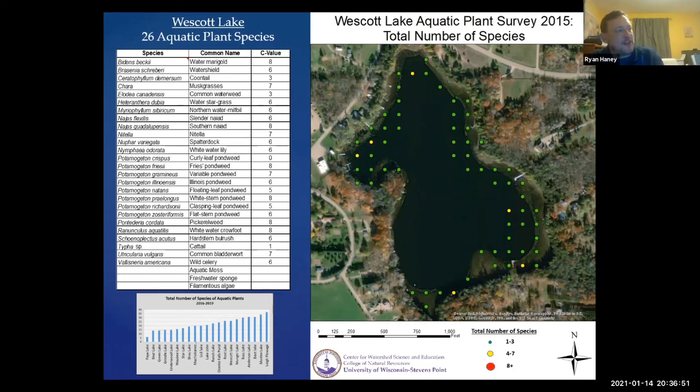Lower C-value plants, like we've got curly leaf pondweed in the middle there, is an invasive species. It gets the C-value of 0. It's not a high value plant at all. And so you can see we've got quite a few 8s in there, kind of the gamut, nothing too exceptional. We don't have any 9s or 10s, but all in all, a wide variety of species, which is a good sign.